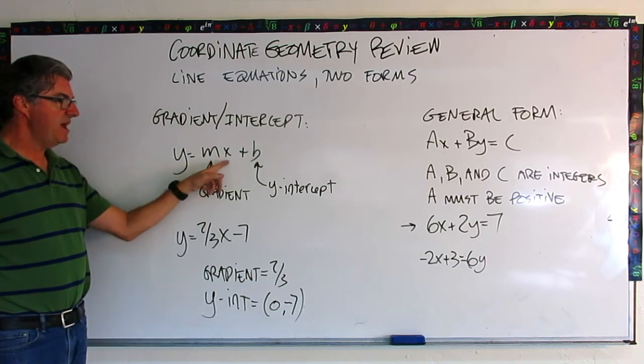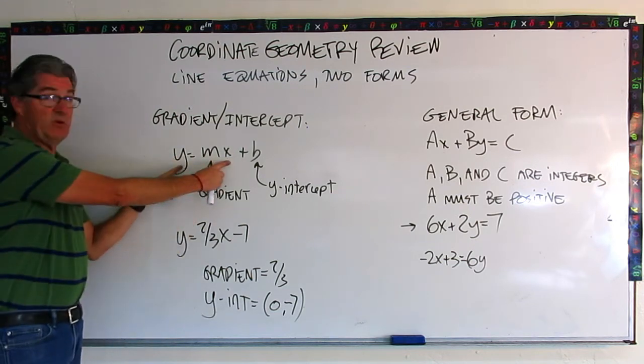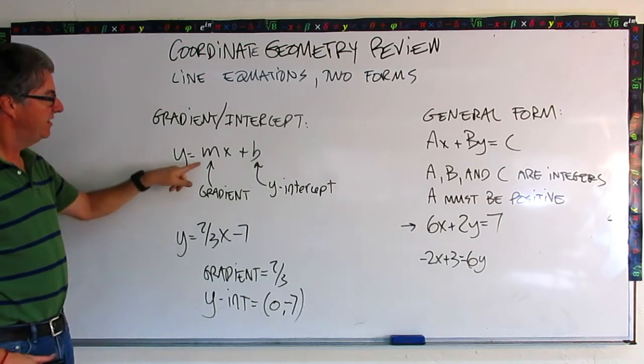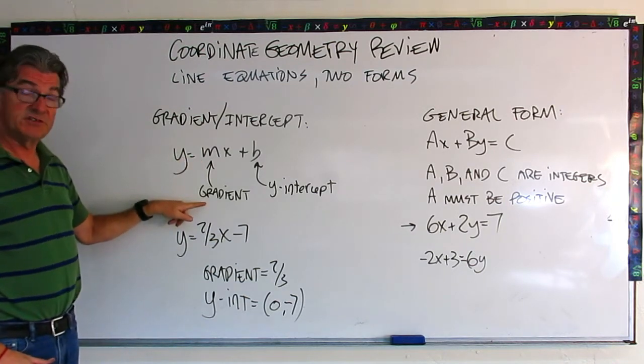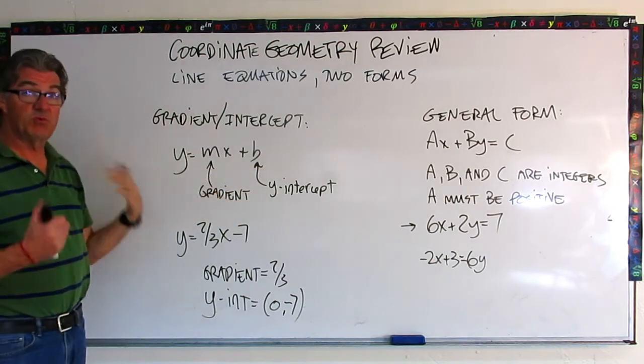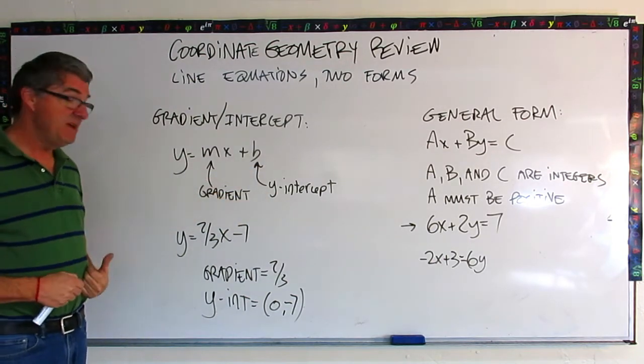Y equals mx plus b, where the x and y are the numbers on that line, the coordinate points. And m is your gradient, or your slope, and b is your y-intercept. Okay, so this equation is really nice for graphing. We'll do that in a minute.